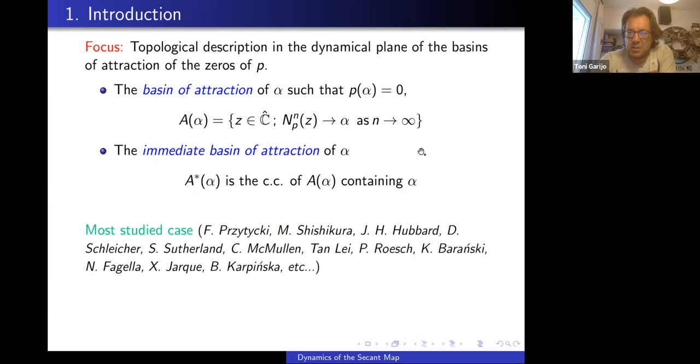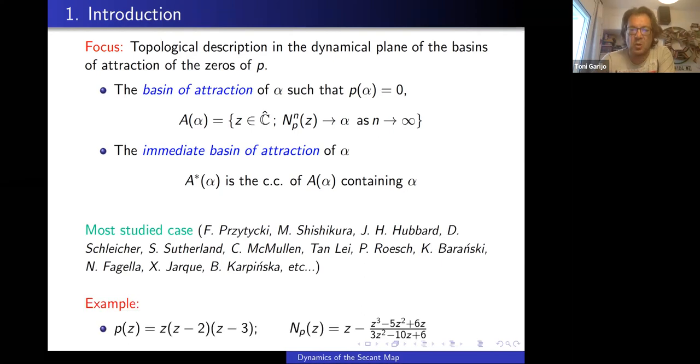As I mentioned, the Newton map is the most studied case, and there are a lot of people who have been working on this problem. I quote here a list of some of them, but I'm sure there are others who have been working on it, and they use different approaches and obtain different results. A lot of work has been done on the dynamics of the Newton map.